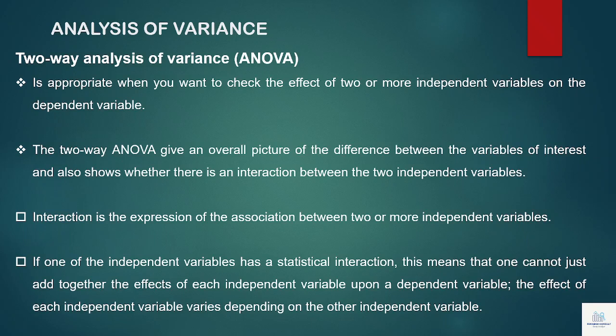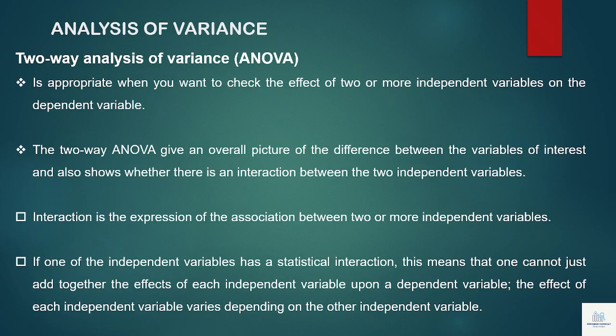So two-way analysis of variance is appropriate when you want to check the effect of two or more independent variables on the dependent variable. You can get what I'm trying to say now. So instead of looking at only study time, you can look at the teacher's teaching method to check if a student is going to get a high grade in this test score.